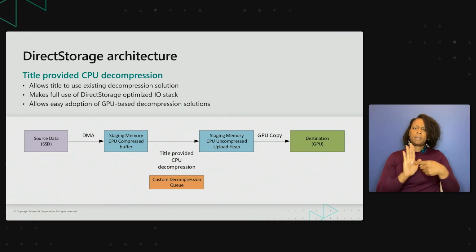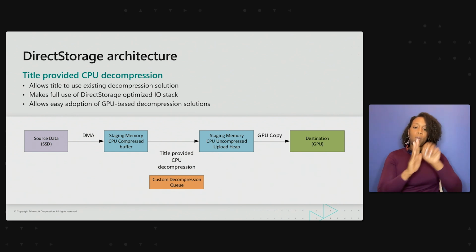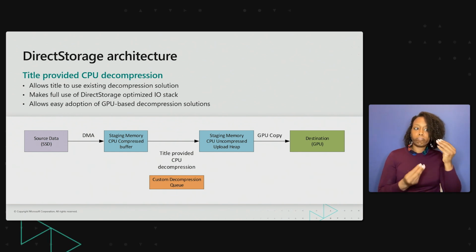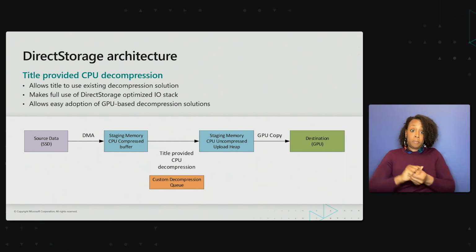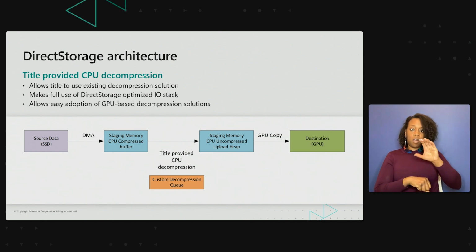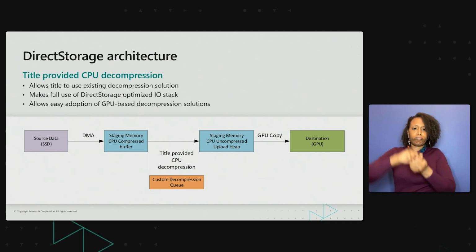Here's an example of CPU decompression. Now, I want to point out that we will have a sample on our GitHub repository that will help demonstrate this in more detail, and I encourage you to check that out. It's a pretty cool sample. Now, when compression type is set to custom, the DirectStorage runtime will put those requests through what we call a custom CPU decompression queue.